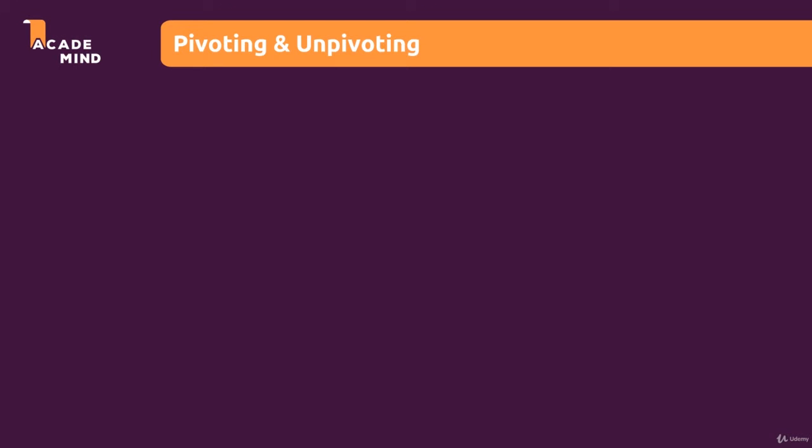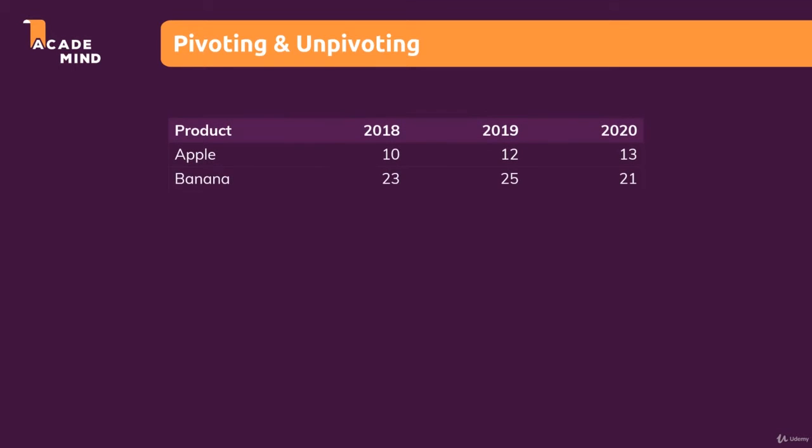Before we apply the pivot and unpivot feature in our project, it's again time for some theory first. How does pivoting and unpivoting work? Let's have a look at a simple example. Here we have a table, a query you could say.